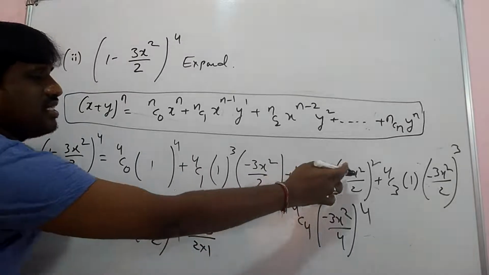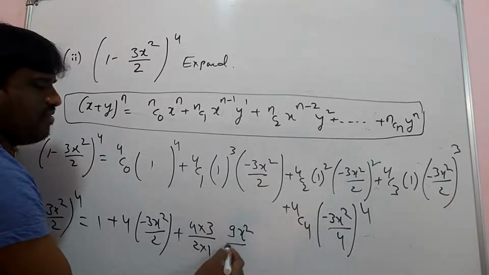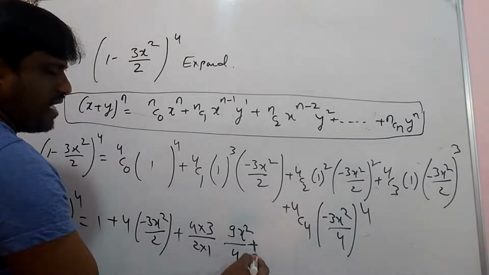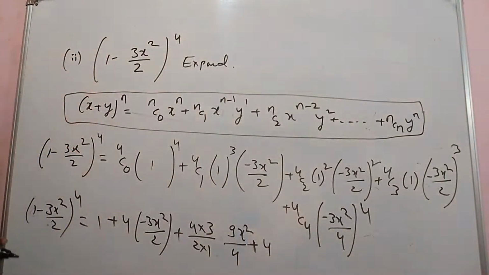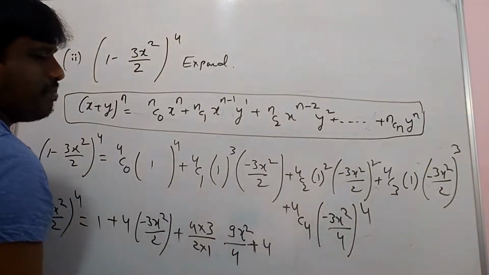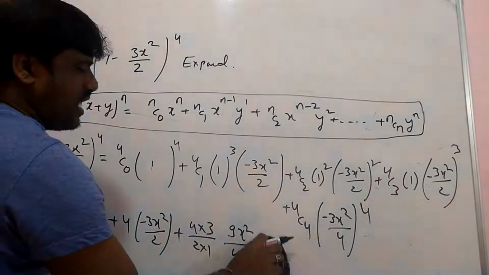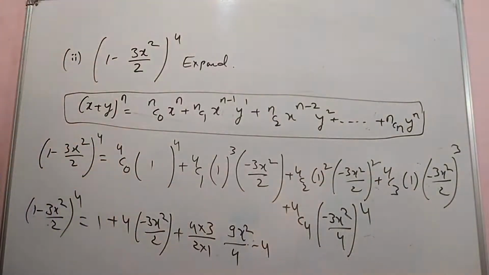And 1 square is 1. And you can square this: minus 3 square is 9x square divided by 4. I am just simplifying this, not expanding. The 4C3 value is how much? 4C3 value is 4, into 1, and then you expand the 3 cube. 3 cube is minus 27. Odd number power will give you an odd result, a negative result. So you get minus of 4 into this, and you can expand that.